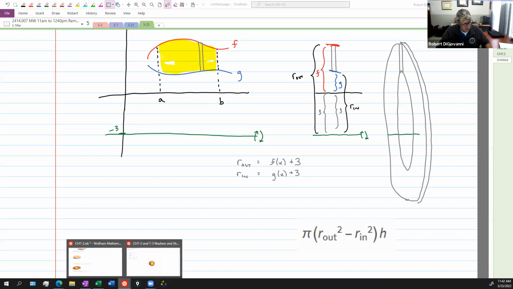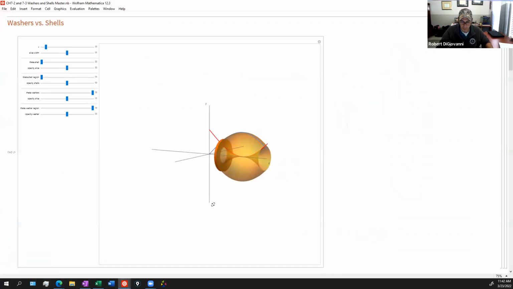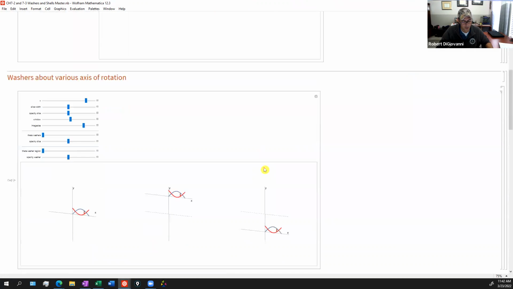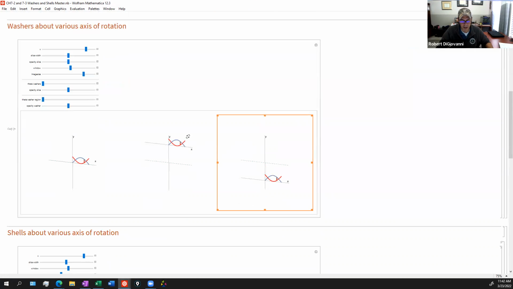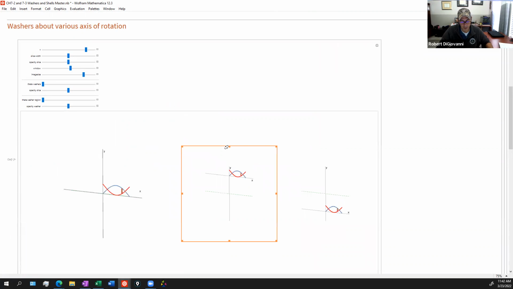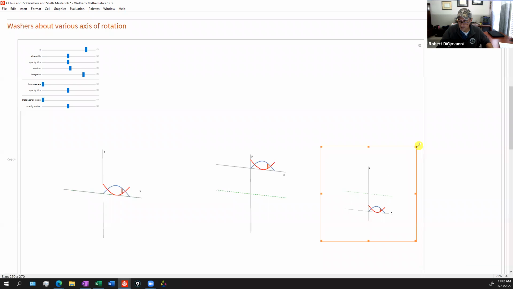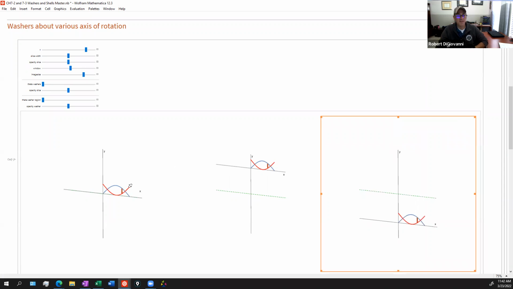Let me show you a different picture. We're going to do some examples, but I just want to show you a different picture. Where's my other one? So here is a visual representation of the same region. We're looking at the same region from 3 different perspectives.